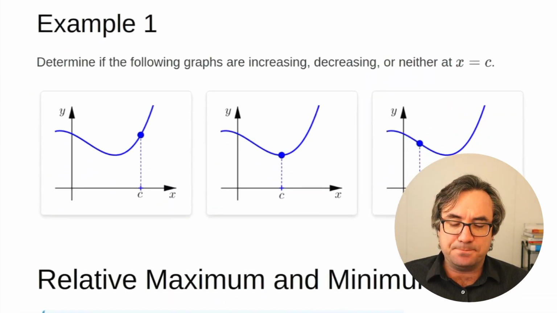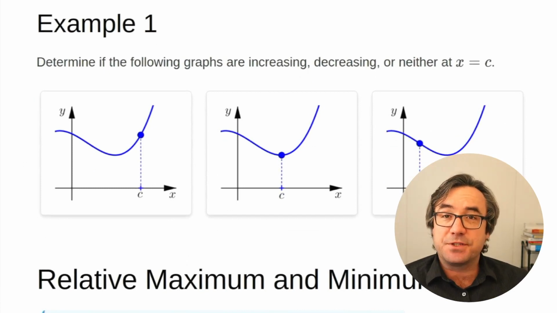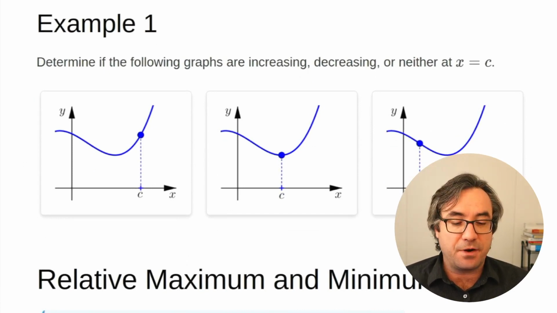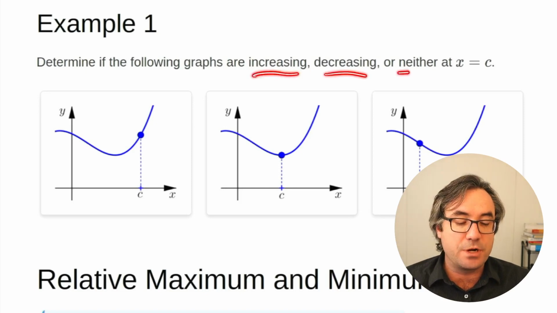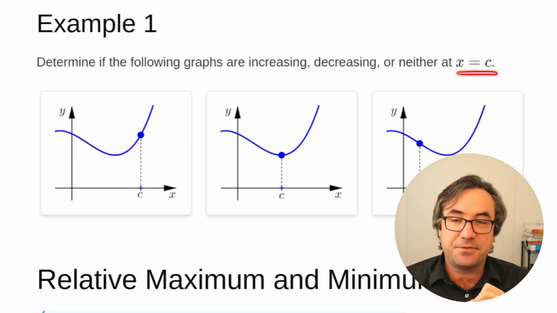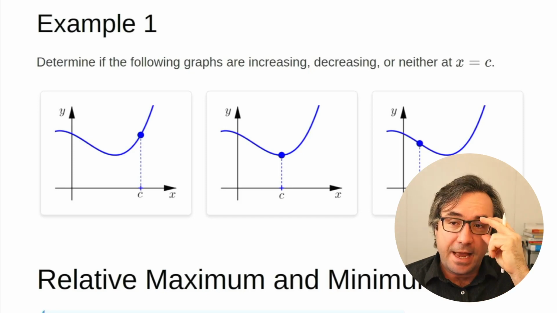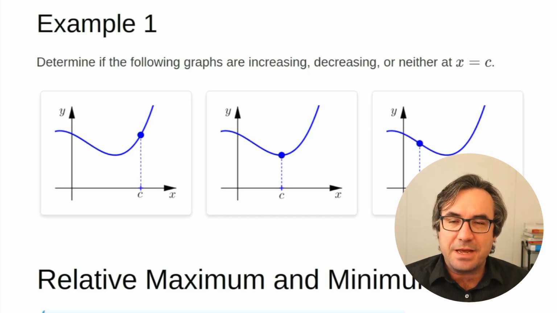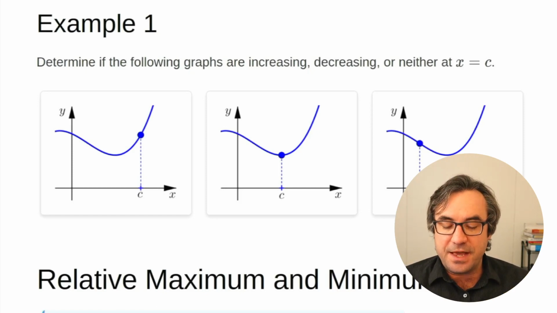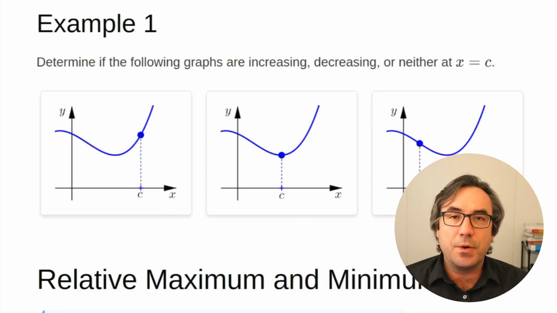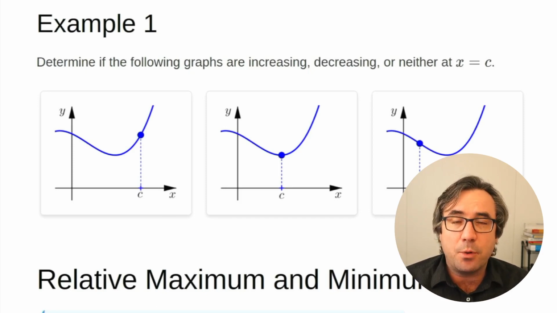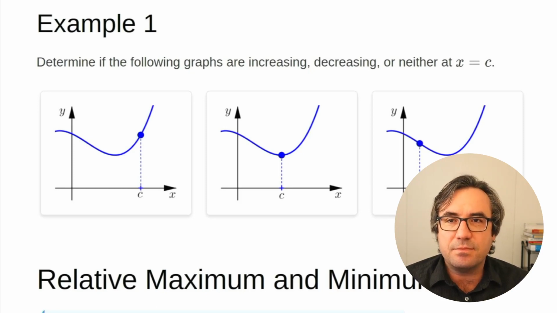All right, let's look at an example. We're going to look at three graphs here, and we're going to figure out if our function is increasing, decreasing, or neither at the specified point at x equals c. Another way to think about intervals of increase and decrease is that we're trying to figure out all of the x values where our function is either increasing or decreasing. So let's see how to do this on a point basis, and then extending it to an interval is the same idea.